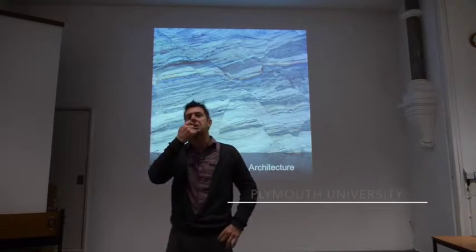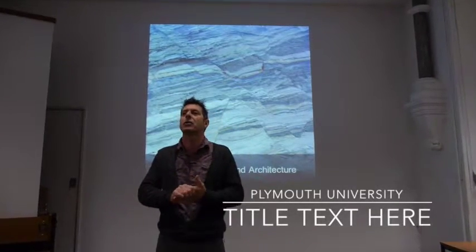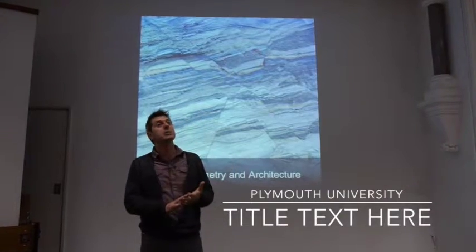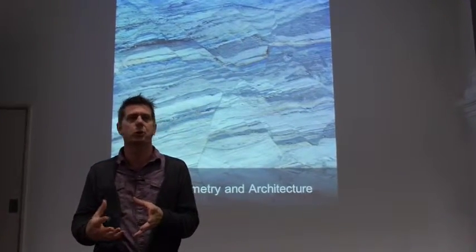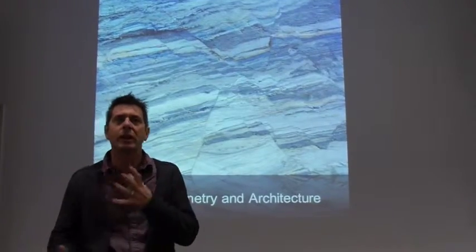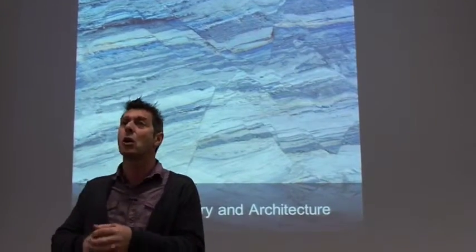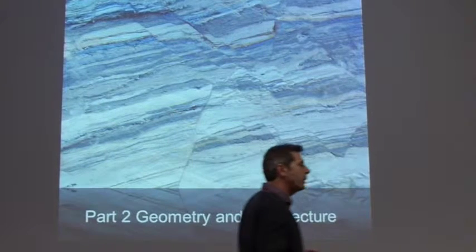This second part looks at the geometry and architecture of normal faults. You've had some of this stuff before. A lot of it came up when we talked about fault segmentation, where we used the examples of normal faults, hard linkage and soft linkage. So I'm not going to repeat that.